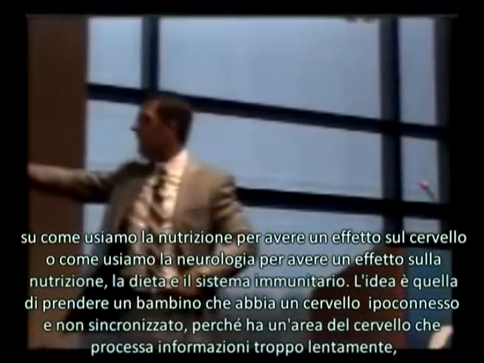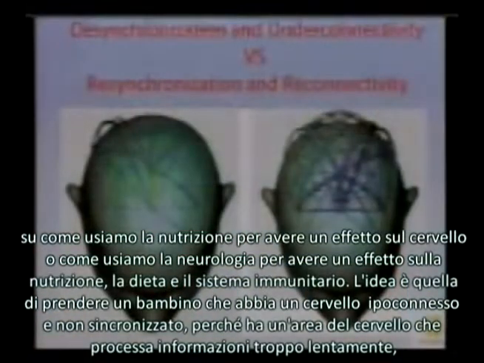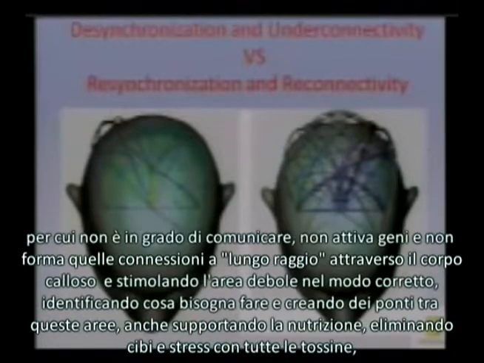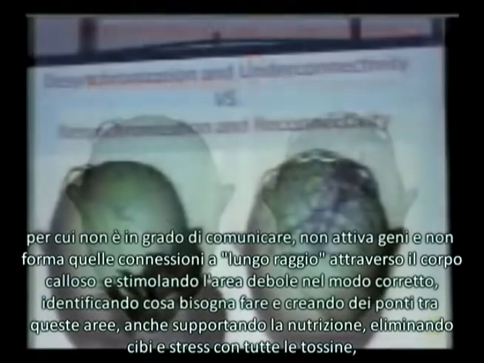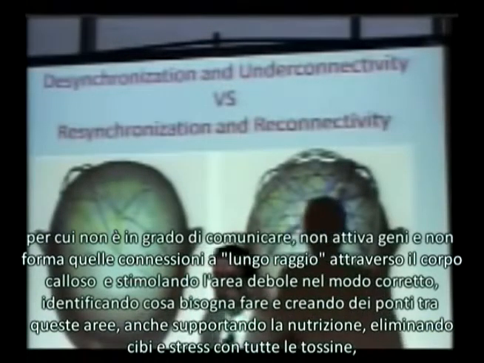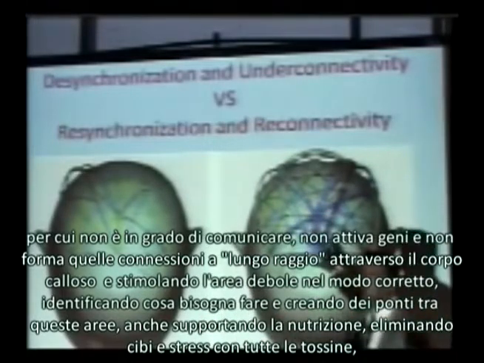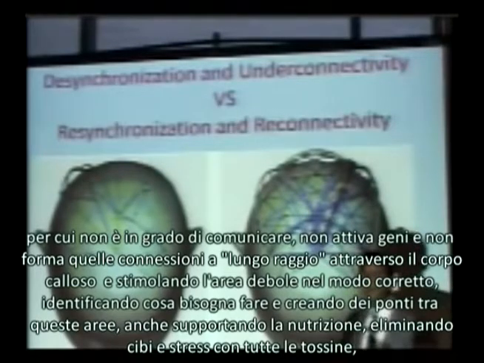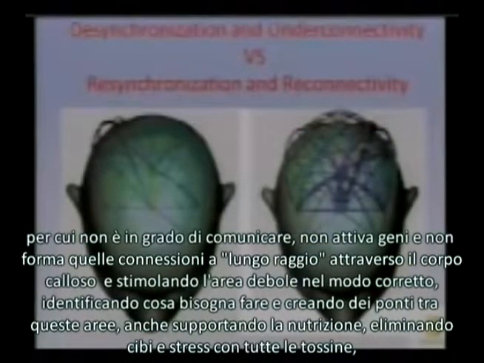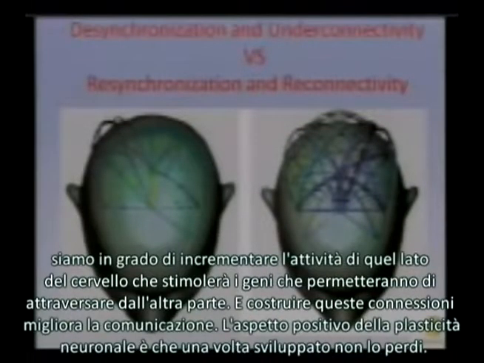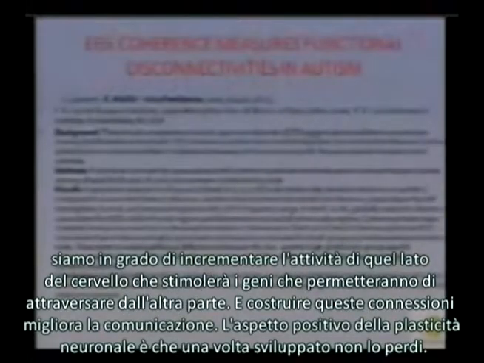The idea is to take a child who has an underconnected and desynchronized brain because they have an area of the brain that's processing at too slow of a rate, and because of that they're not able to communicate, and they don't turn on genes that build those long-range connections across the corpus callosum. By stimulating the weaker side in the right way, identifying what we need to do and bringing those areas up, and also supporting the nutrition and eliminating foods, stress and toxins, we can increase the activity of that side of the brain, which will stimulate the genes to cross to the other side, build those connections, and improve the communication. And the good thing about neuroplasticity is once you develop it, you're not going to lose it.